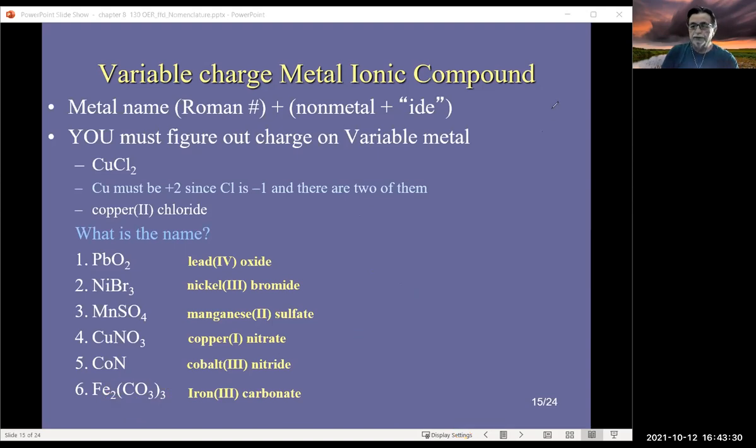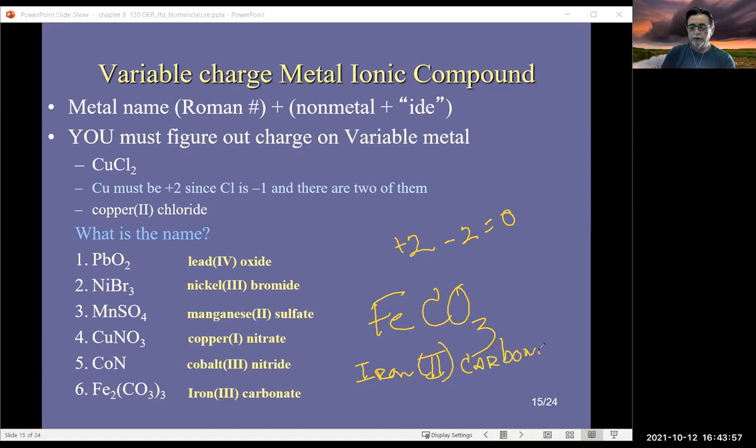Because the formula for iron 2 would be FeCO3, right? Because we know the carbonate has a -2. That implies that this iron has to be a +2. This would be iron, Roman numeral 2, carbonate. Which is quite different as far as chemical properties than iron 3 carbonate. So we got two different compounds completely.